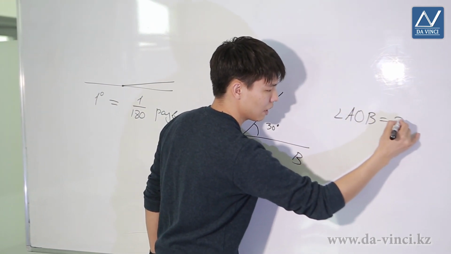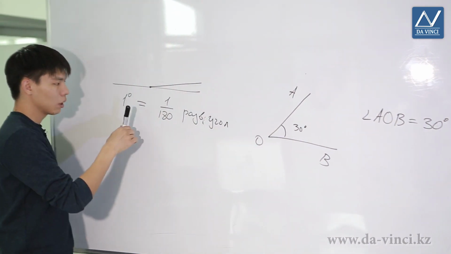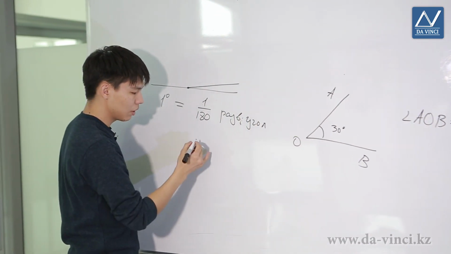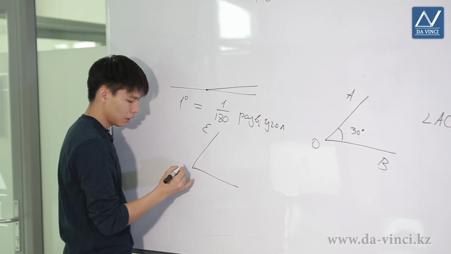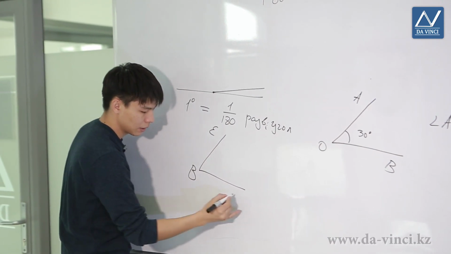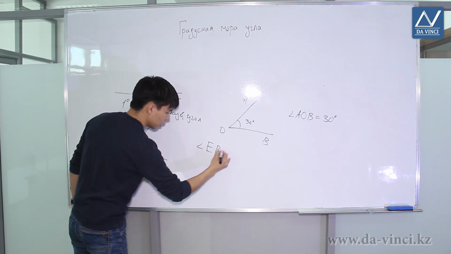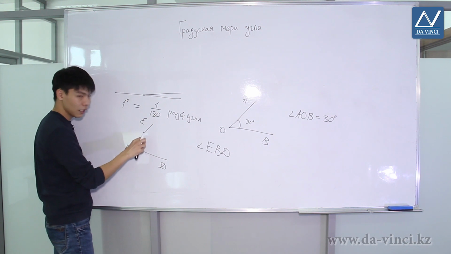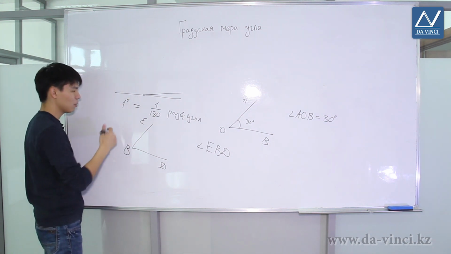But in some cases, it happens that the angle of 1 degree does not fit a whole number of times into a certain angle. For example here, angle EBD. If an angle of 1 degree does not fit a whole number of times, then other units of measurement are introduced.